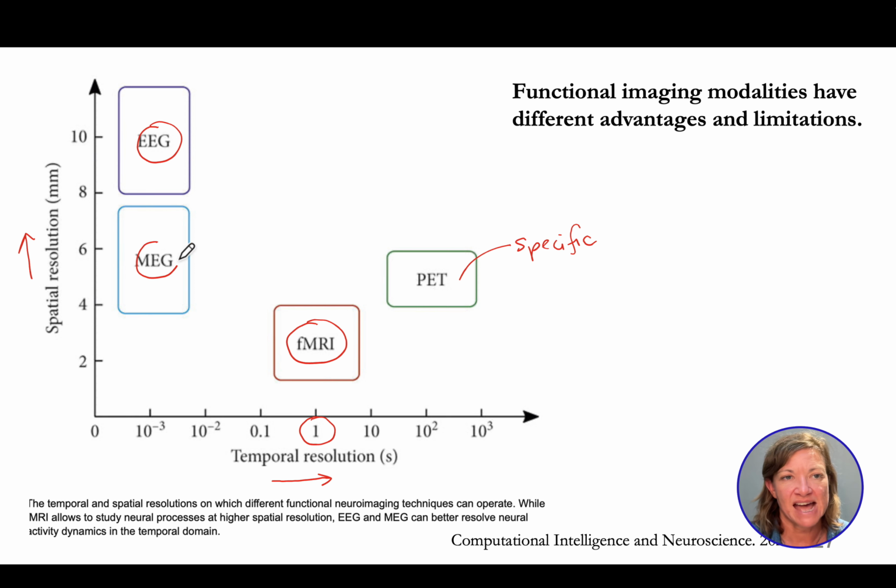And MEG, as we've already alluded to, is an intermediate. It's still fast. It's got great temporal resolution, because, again, it's a direct measurement of neural activity, this time via the magnetic field generated by neurons that are signaling. It's got better spatial resolution than EEG. So that's why it's an intermediate there. These are just some of the considerations that we think about when we decide which imaging modality to use to study specific aspects of brain activity.